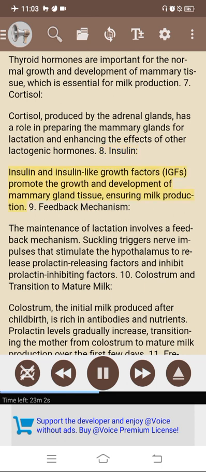8. Insulin. Insulin and insulin-like growth factors, IGFs, promote the growth and development of mammary gland tissue, ensuring milk production. 9. Feedback mechanism. The maintenance of lactation involves a feedback mechanism. Suckling triggers nerve impulses that stimulate the hypothalamus to release prolactin-releasing factors and inhibit prolactin-inhibiting factors.